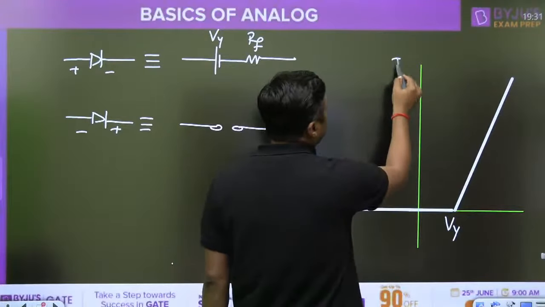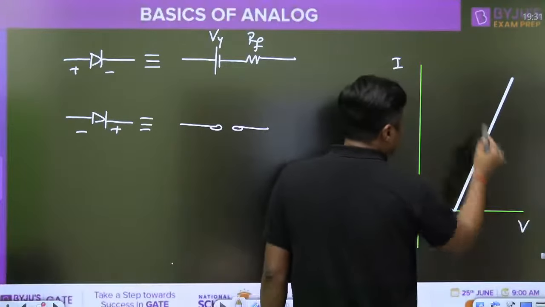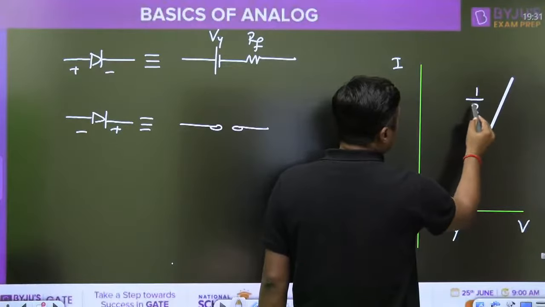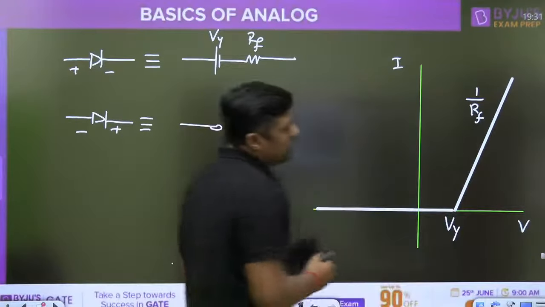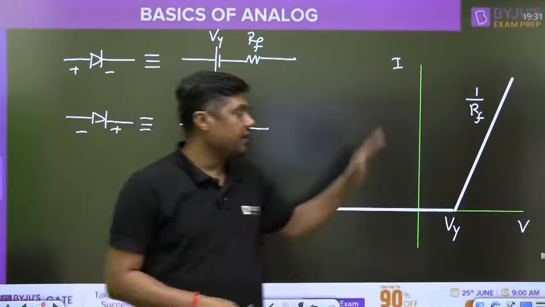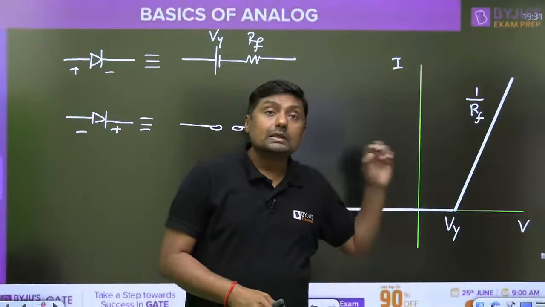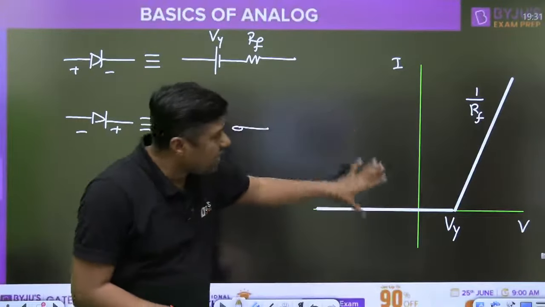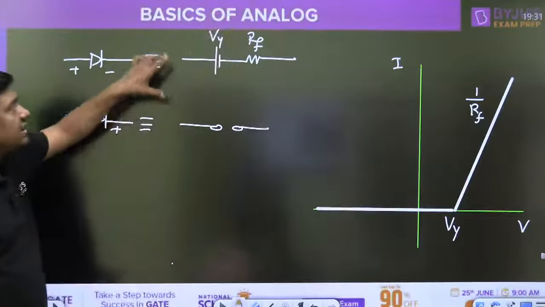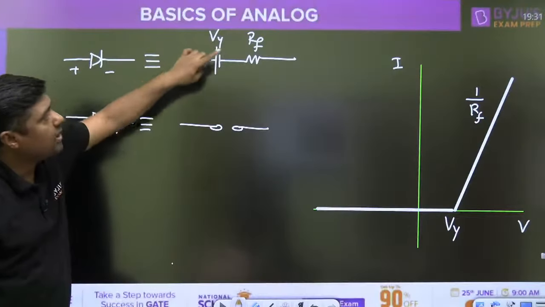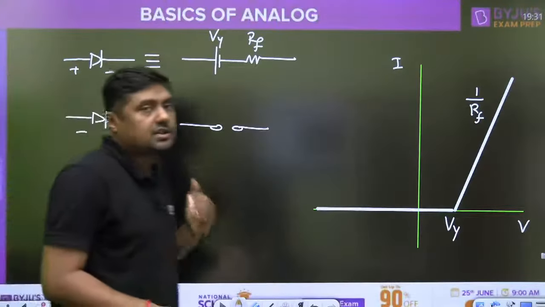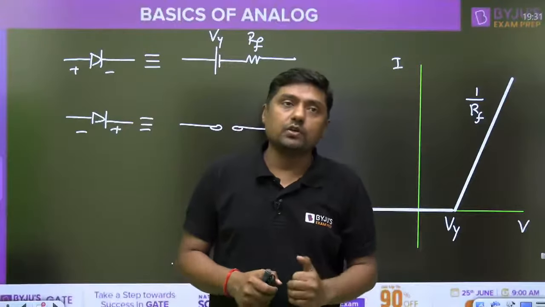And this is the I, this is the V. And the slope of this line is 1 by RF. Slope of this line is what? 1 by RF, I versus V. In that case, if this diagram is given, then the diode should be replaced by the V gamma and RF. RF is the internal resistance of the diode, guys.